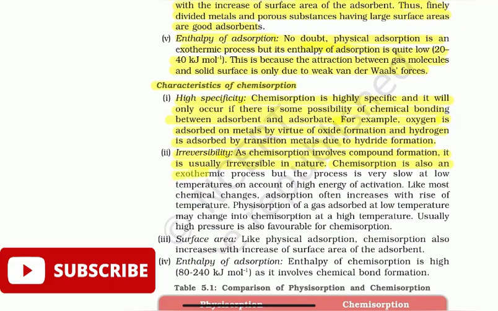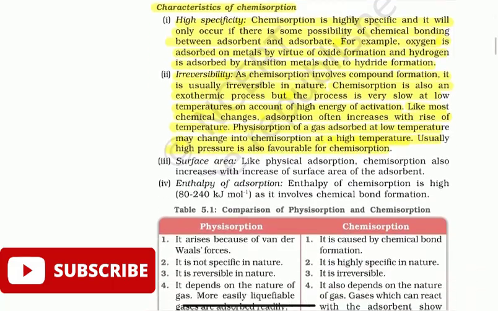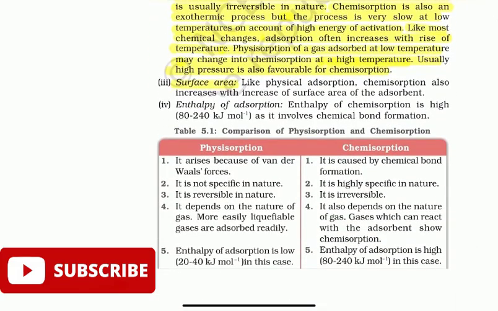Chemisorption is also an exothermic process, but the process is very slow at low temperatures on account of high energy of activation. Like most chemical changes, adsorption often increases with rise of temperature. Physisorption of a gas adsorbed at low temperature may change into chemisorption at a high temperature. Usually, high pressure is also favorable for chemisorption. Surface area. Like physical adsorption, chemisorption also increases with increase of surface area of adsorbent. Enthalpy of adsorption. Enthalpy of chemisorption is high as it involves chemical bond formation.